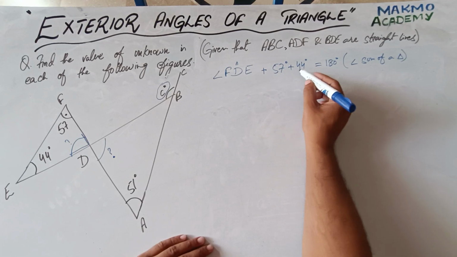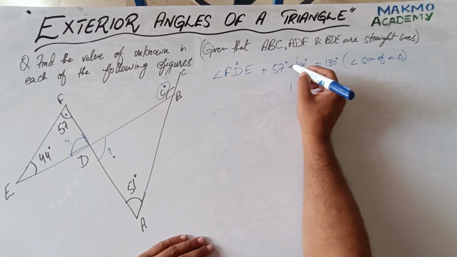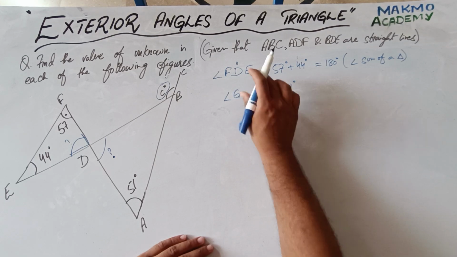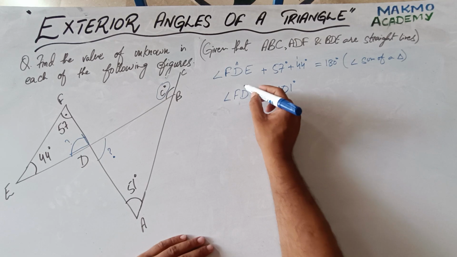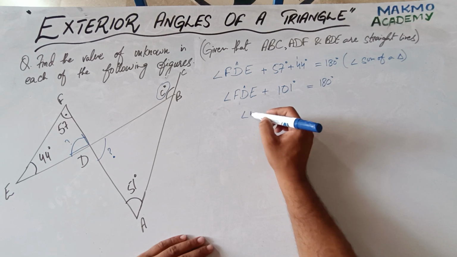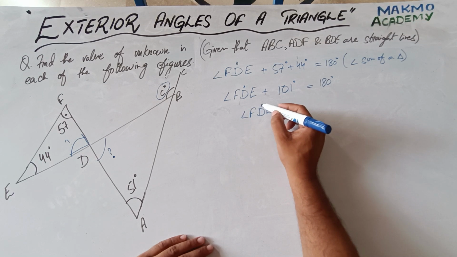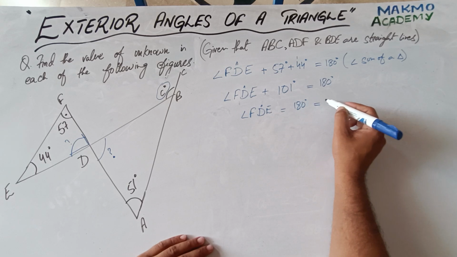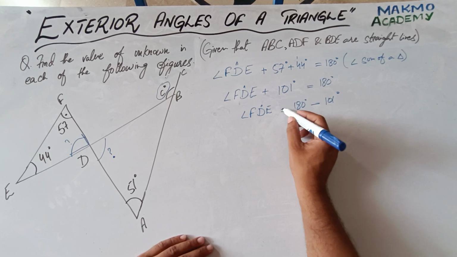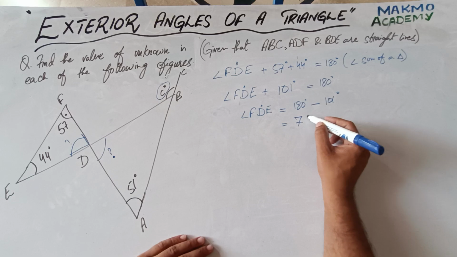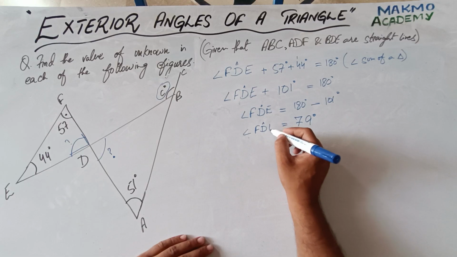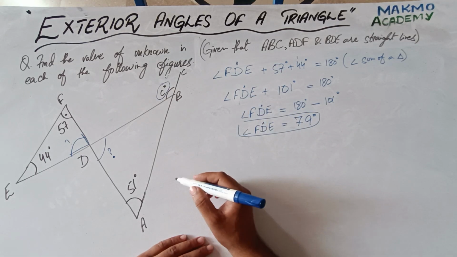Now let's add both of them. 4 plus 7 is 11. 5 plus 5 is 10. So angle FDE plus 101 is equal to 180 degrees. Means angle FDE is equal to 180 minus 101. So this would give us 79 degrees. It means that angle FDE is equal to 79 degrees.